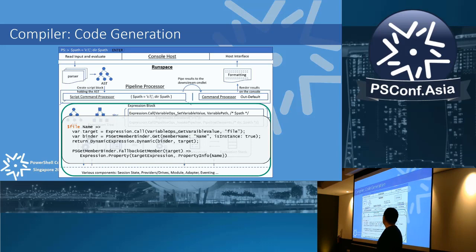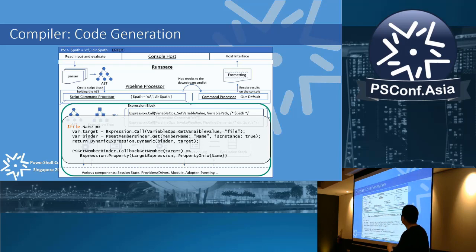The compiler will generate code like this for it. It will first call this method to get back the value of $file, and then it will get a singular instance of the PSGetMemberBinder based on the member name, which in our case is name, and whether or not this member access is a static member access. And once you get back the binder, it will return a dynamic expression with this binder and this target, which is the value of $file.